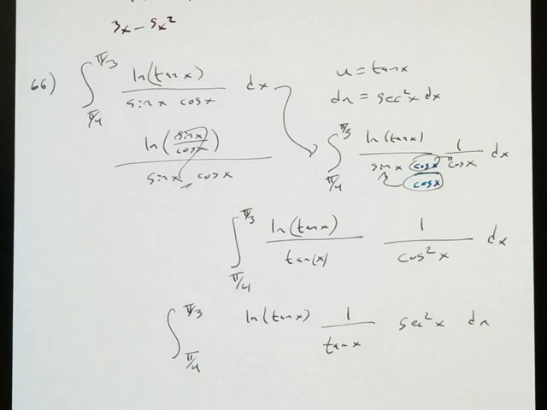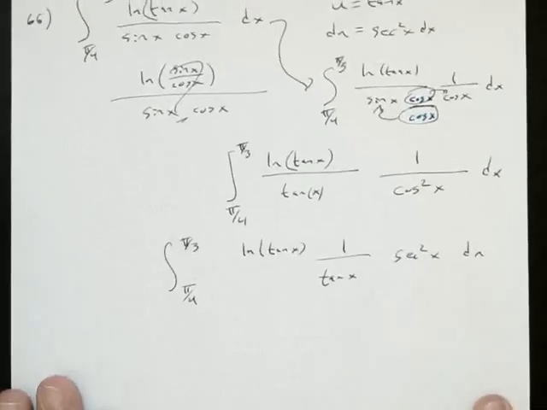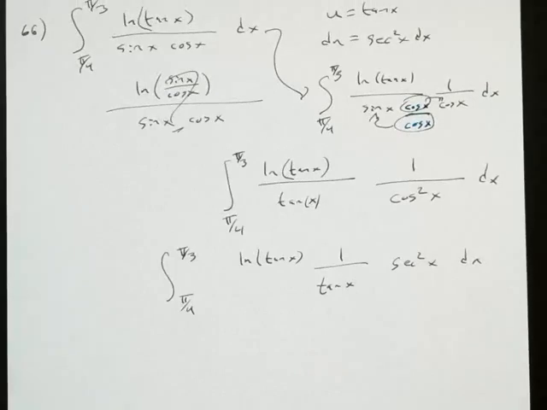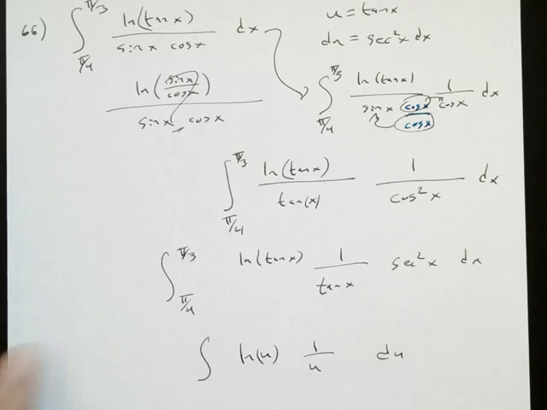Still haven't done my u substitution, have I? I just kept rewriting and I haven't actually turned it into u's. Let's turn it into u's. What do you get? There, now I can still see the u sub at the top. Aha! And I can go a step further.